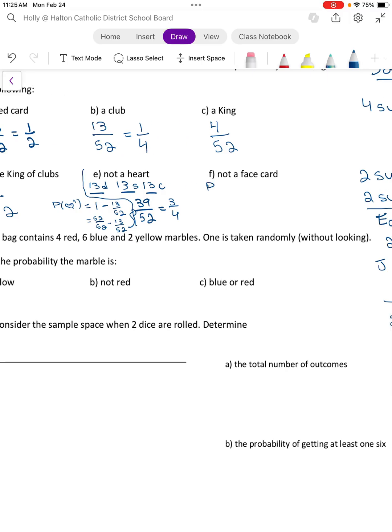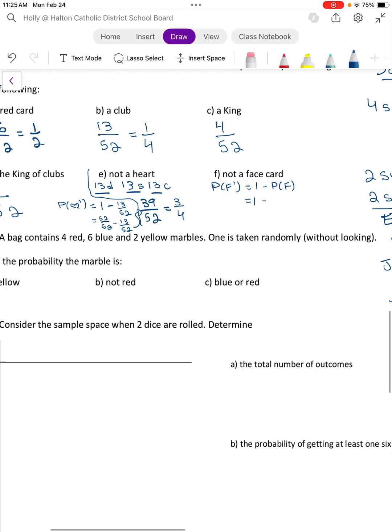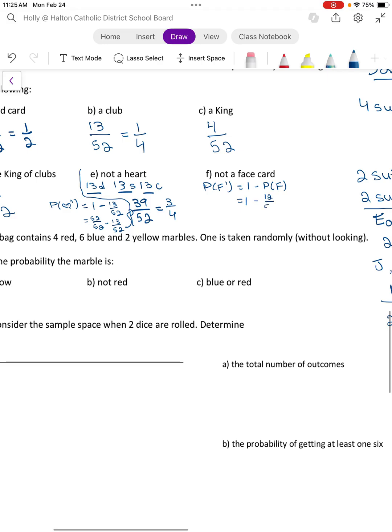And then not a face card. So I have the probability of F not a face card. I'm going to do this as 1 minus the probability of a face. So 1 minus the probability of a face. I have 12 of those out of 52. Remember, Jack, Queen, and King are all face cards. So I have 4 of each: 4, 8, 12. The ace is not a face card. Subtracting fractions. Common denominator.